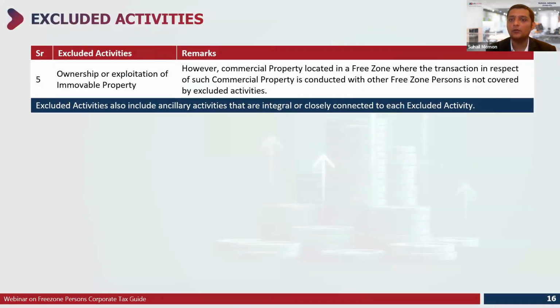ownership and exploitation of immovable property. Here, there is an important point which we need to consider. Commercial property located in a free zone, where the transaction in respect of such commercial property is conducted with another free zone person, you can consider as not covered in excluded activity. Why is it so? Because it is treated by a separate provision for the free zone. Any other property, irrespective of this, such as residential property, would be covered in an excluded activity.